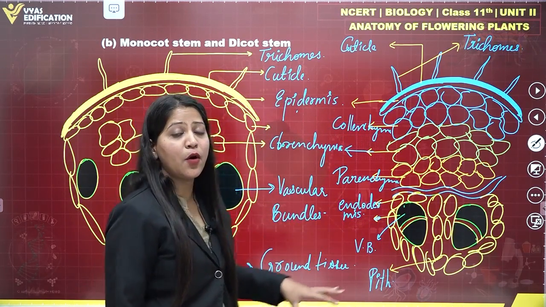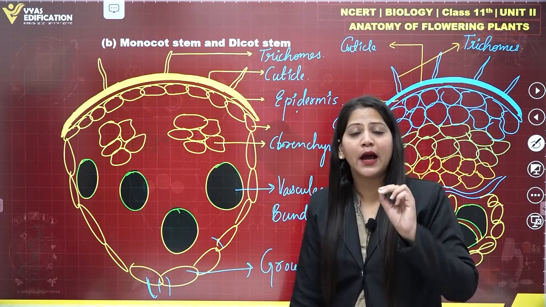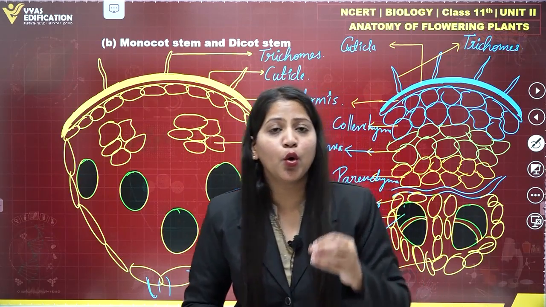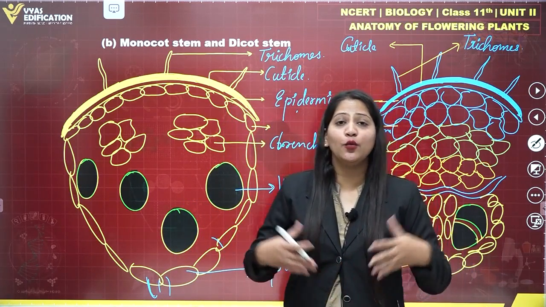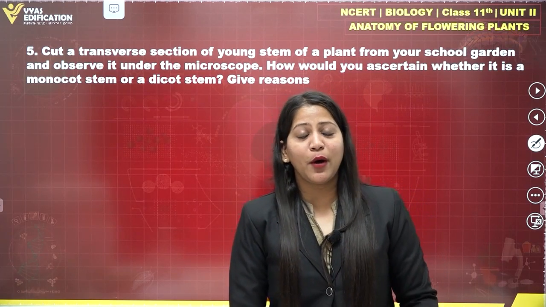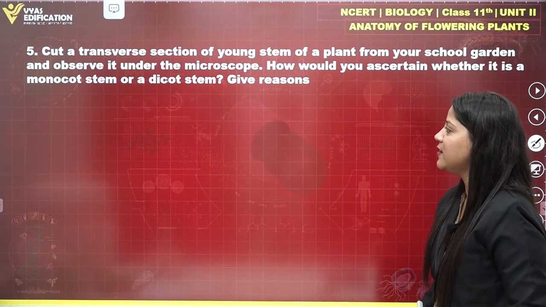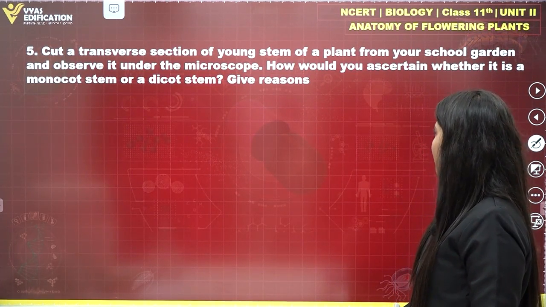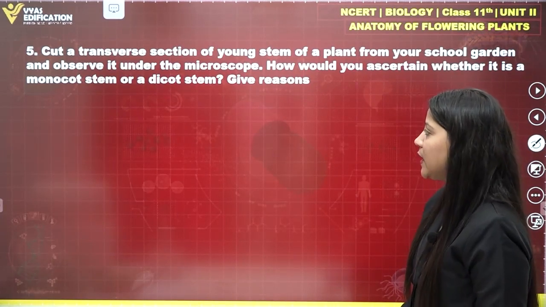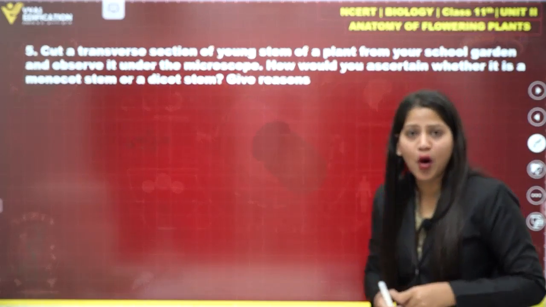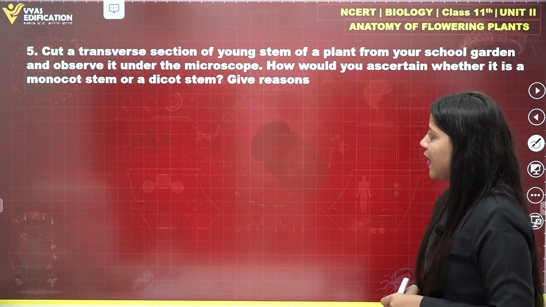Alright, so we have already labeled the monocot and dicot roots in the previous slide, and in this slide we have labeled the monocot and dicot stem. So this is how you will make the diagrams in your board exams, and with this we have completed the solution for this question. Now we'll be talking about question number 5, which asks: cut a transverse section of a young stem of a plant from your school garden and observe it under the microscope. How would you ascertain whether it is a monocot stem or a dicot stem? And we have to give reasons.